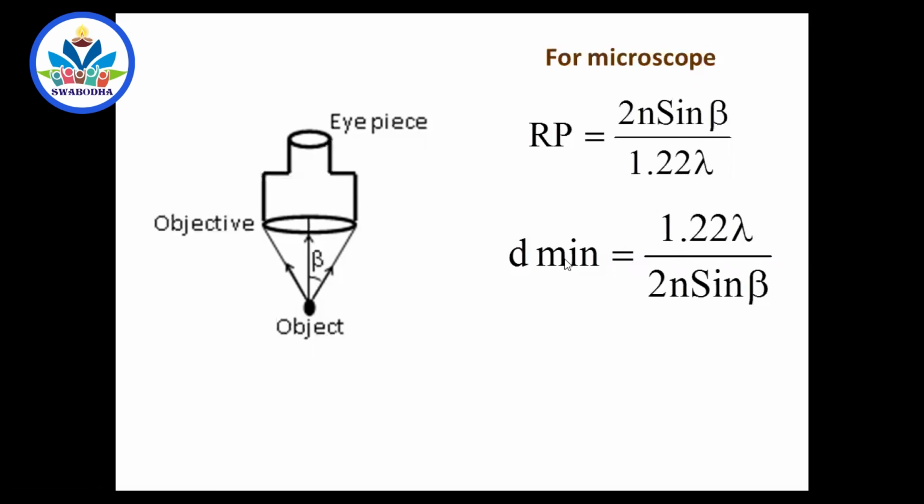So that means limit of resolution should be as small as possible. So one is the definition. What do you mean by limit of resolution? The minimum distance between the 2 point objects which are seen just separated or just resolved when seen through the microscope is called limit of resolution.